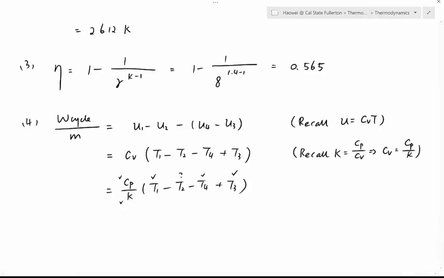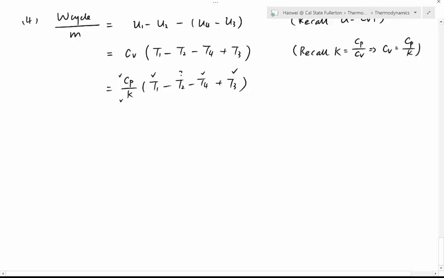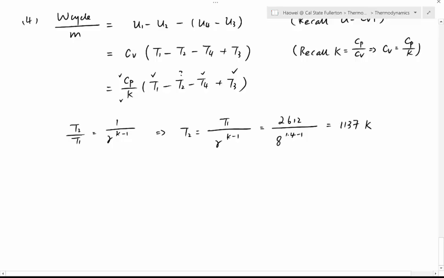How do we look for T2? Recall, we do have an equation between 1 and 2 since it is isentropic. The equation is T2 over T1 equal to 1 over gamma to the power K minus 1. So from here, I can find T2. T2 is equal to T1 divided by gamma to the power K minus 1. Plug in the numbers. Solution for T2 is 1137 Kelvin. So now I have everything in the right-hand side.